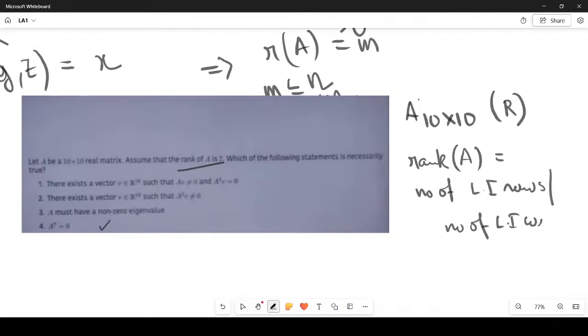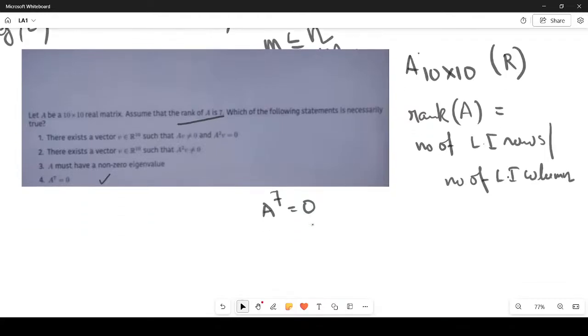Number of linearly independent columns. Now, since in the option it is A to the power 7 equal to 0, we can treat A as something like a nilpotent matrix, right? But here it is saying that the rank of A is equal to 7. So is it possible that A to the power 7 is always 0?